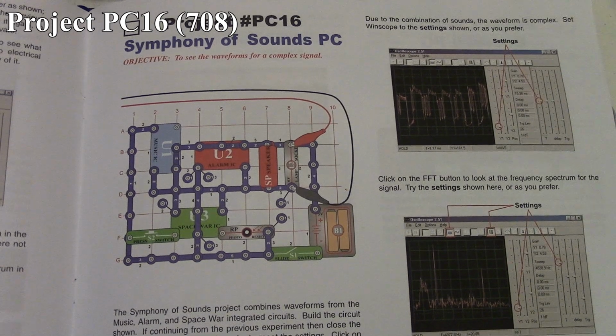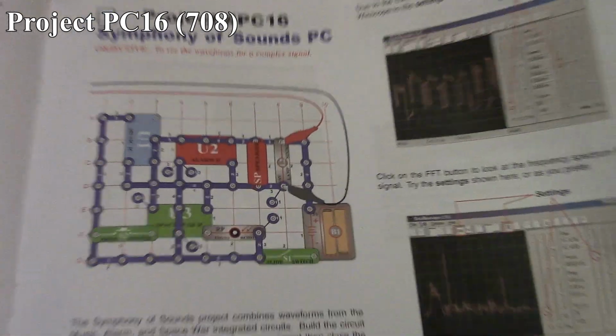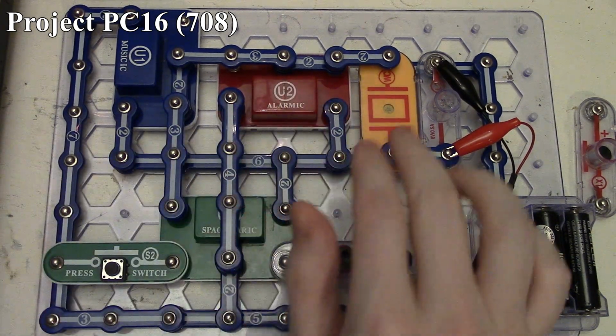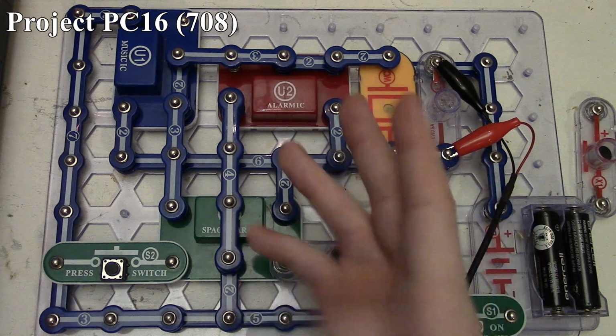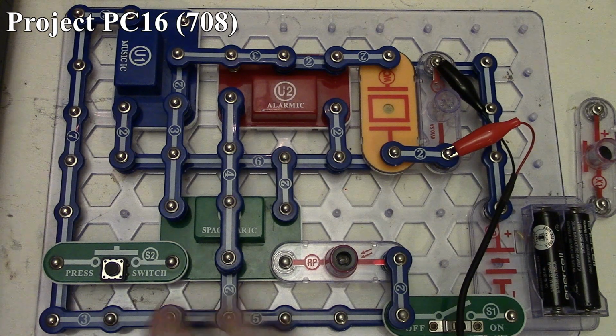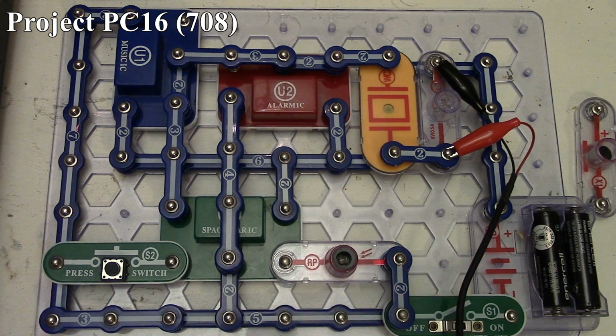So here we are looking at Project PC16, the Symphony of Sounds PC. There it is in the book. There it is on our board. So we're using all three ICs, the Music IC, Alarm IC, and Space War IC, and combining all their outputs to the whistle chip, which I'm using in place of the speaker, and also our 6-volt lamp. And then our Space War IC can be controlled via our photoresistor and press switch here to change the various sounds. So let me go ahead and get Cam Studio started.